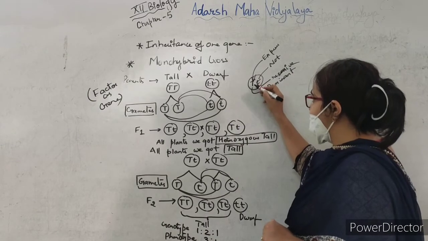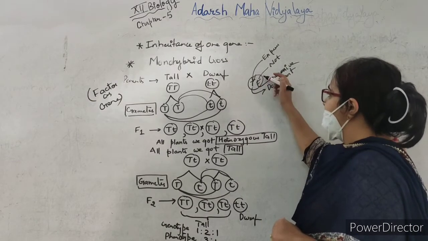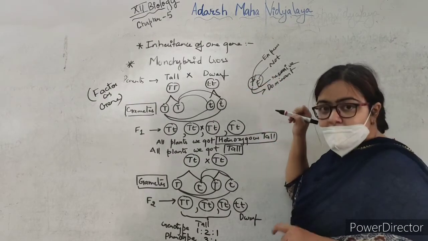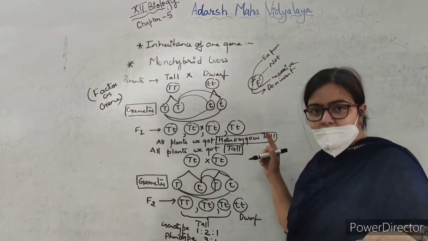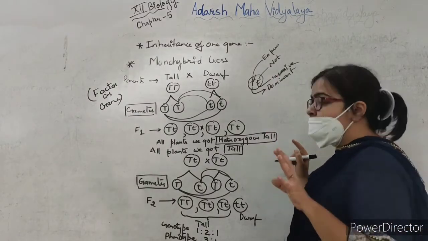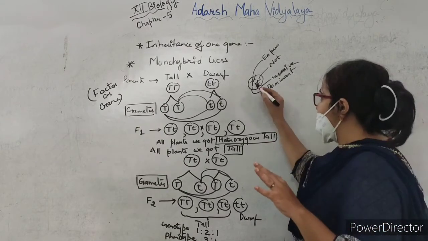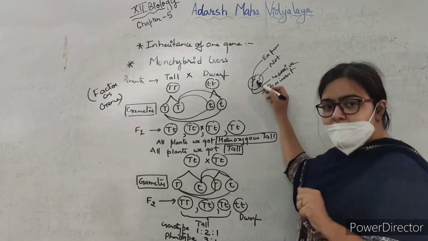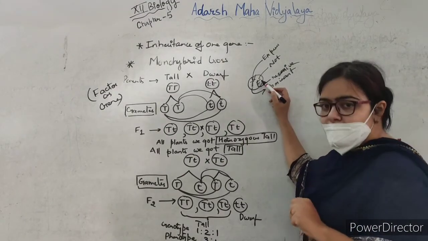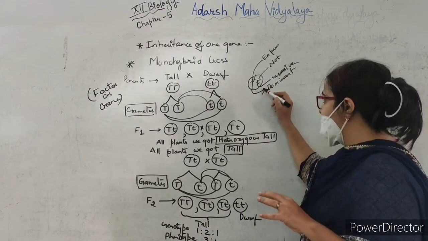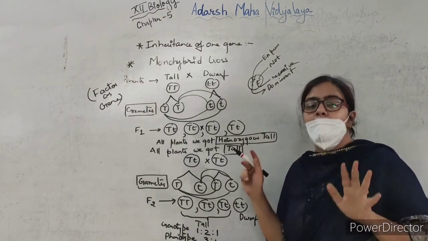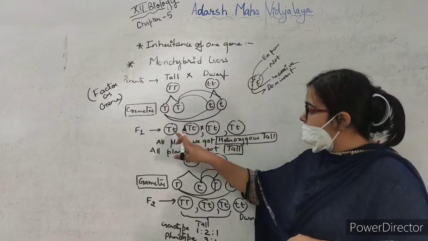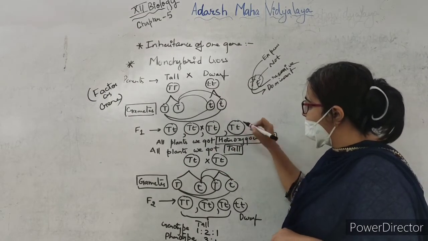This capital T is dominant and it will not allow the small t to express itself when capital T is present, and the small t will not express itself in the presence of capital T. So this is the law of dominance, and this capital T dominates the expression of small t. So this is the recessive one and this is the dominant one, okay. So this is the law of dominance. Now you can see here that here all the plants were heterozygous, okay.